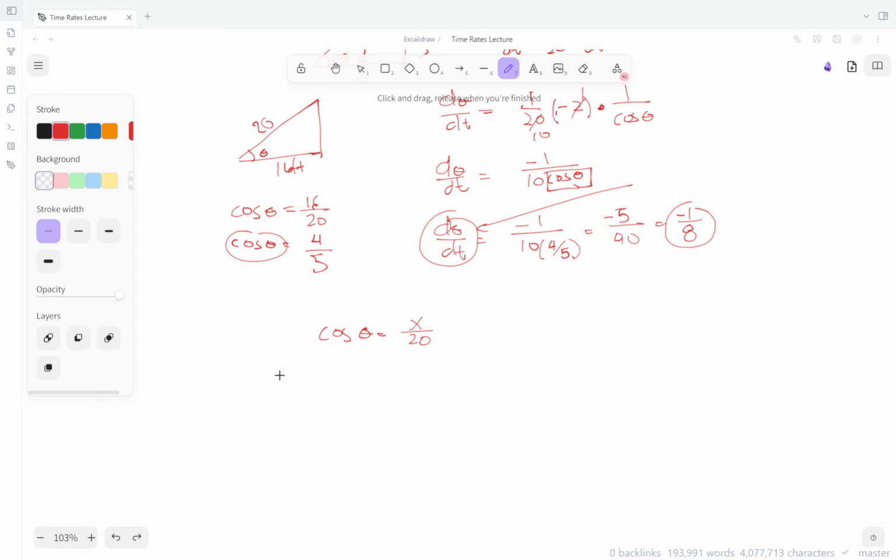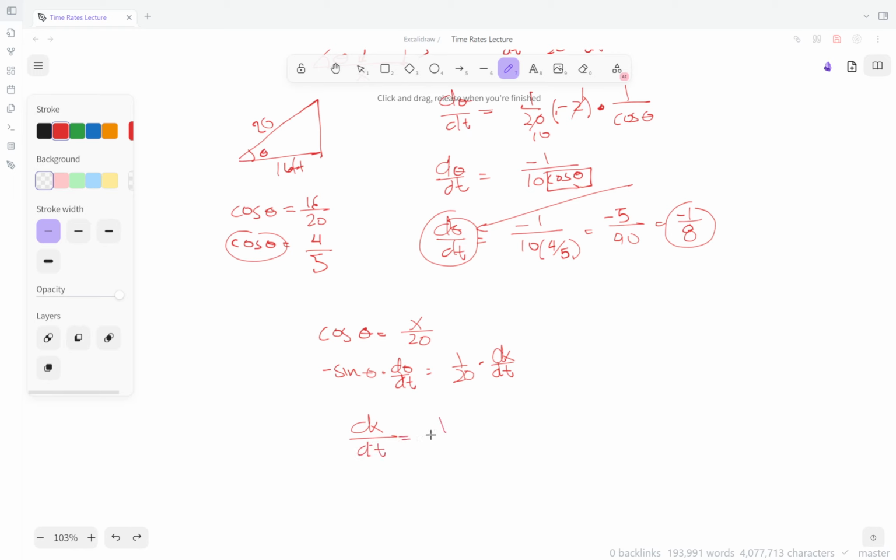But let's see. Here, I think this could have been done easier if we just solved for this in the first place. So let's see. This would become negative sine of theta d theta dt. It will become 1 over 20 times dx dt. I think this would have been easier if we did this in the first place. Anyway, I apologize for this. Let's just stick with this one first.